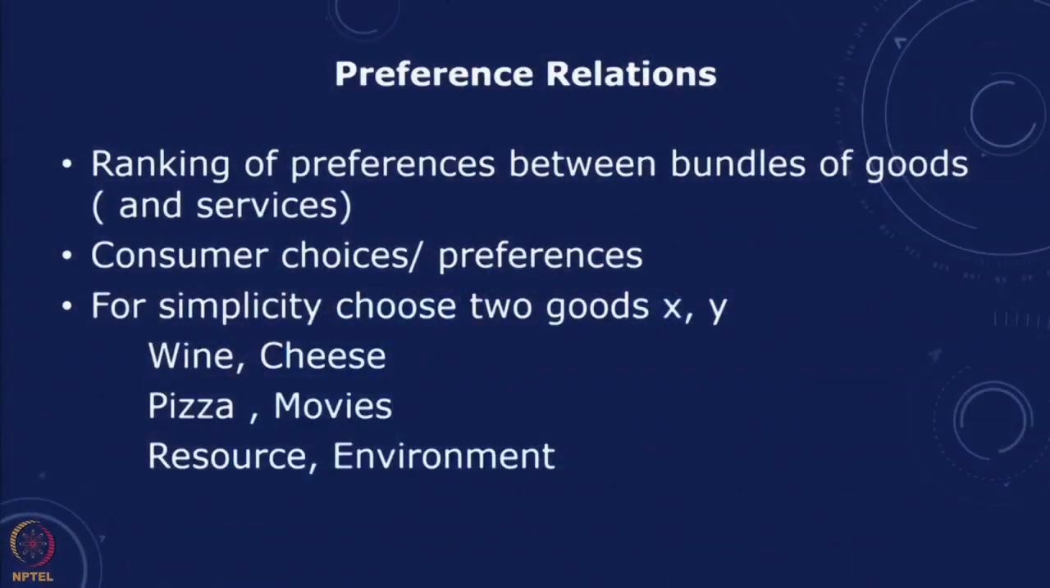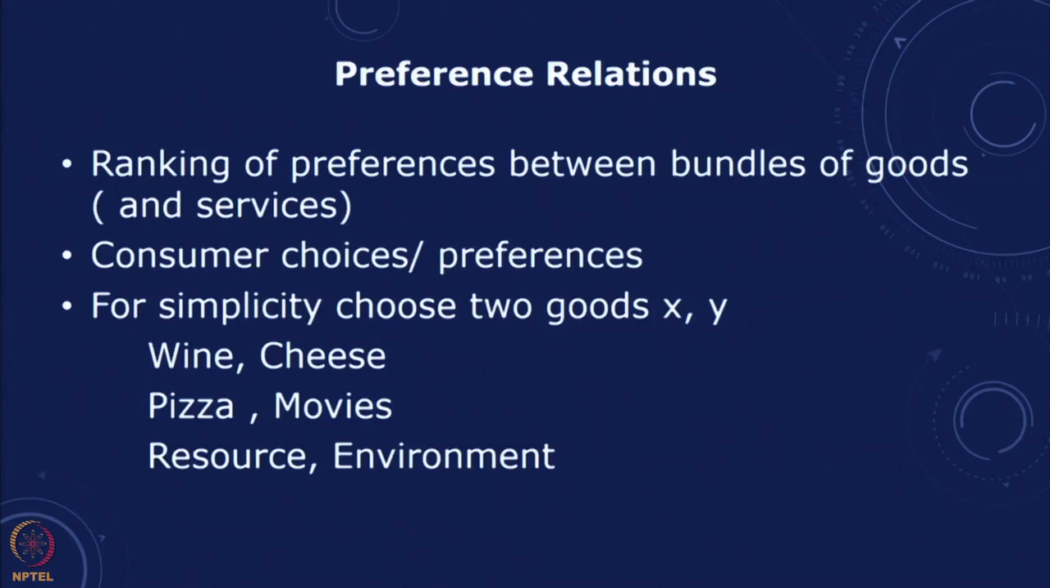Before we do this, we need to understand some basics of demand, and we'll talk about preferences and utility. So we will introduce some simple concepts where we talk about preferences and utility. Now, in general, in life, we are always encountering choices, and in these choices, we always have preferences. So when we talk in terms of economics, we would like to quantify these preferences. So we would like to rank the preferences between bundles of goods and services.